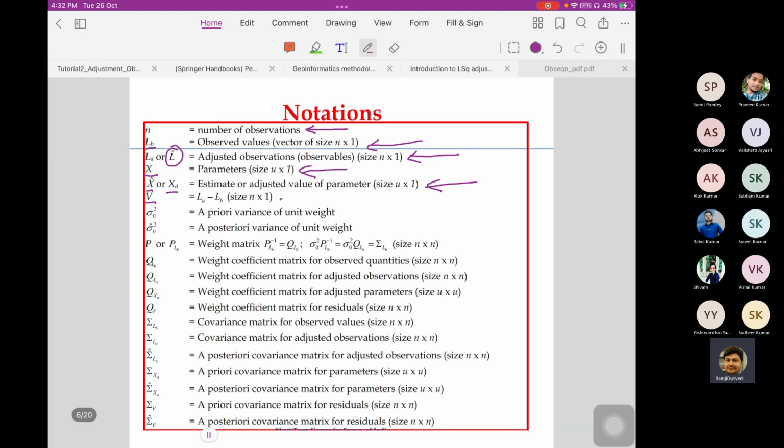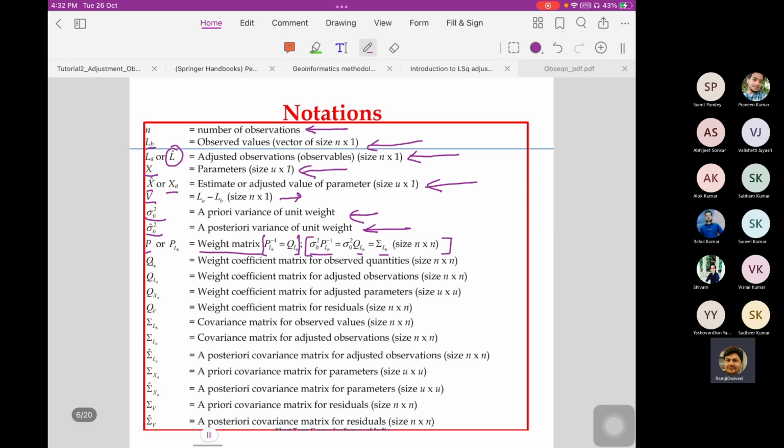V, that is La minus Lb. Sigma naught square, a priori variance of unit weight. Sigma naught hat square, a posteriori variance of unit weight. P, weight matrix, where the weight matrix is written as Q_Lb as P inverse. Sigma naught square P inverse is equal to sigma naught square Q_Lb, and this is all we have done in your previous classes. It's again the same.